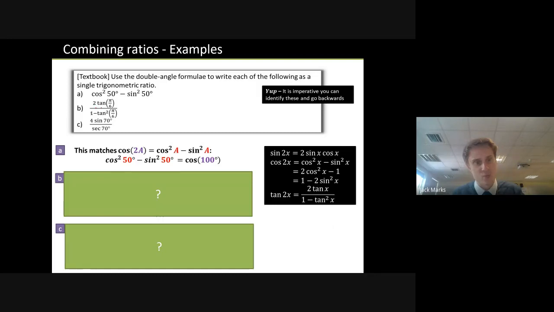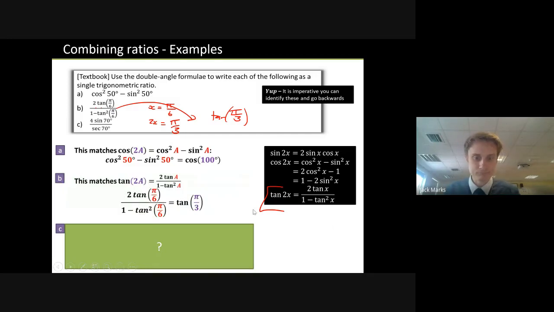So 2 tan over 1 minus, I recognize it as the tan double angle. What's in the position of x? Well, it's the pi over 6. So 2x must be pi over 3. In other words, that whole thing there is tan of pi over 3. Here we're not working it out. We're just rewriting it as a single trig ratio.